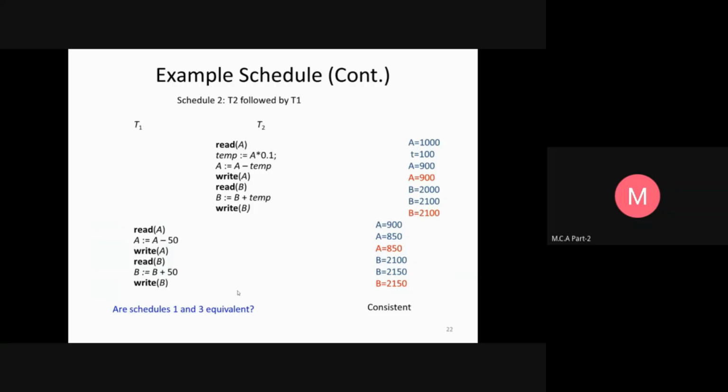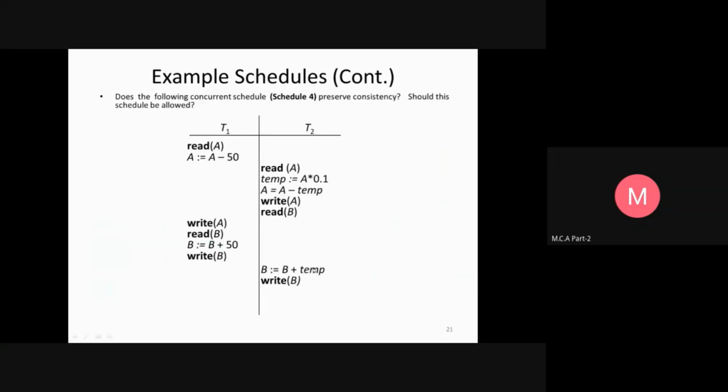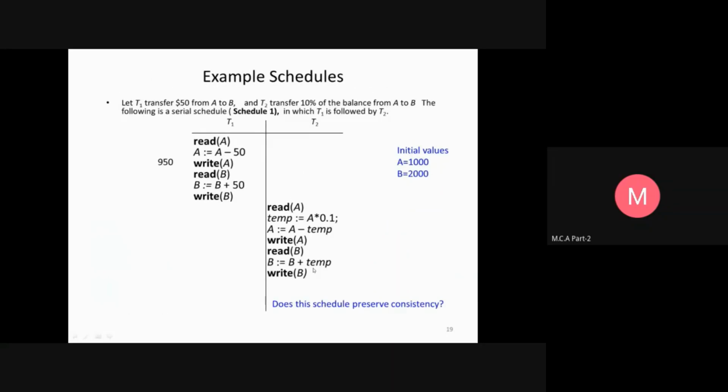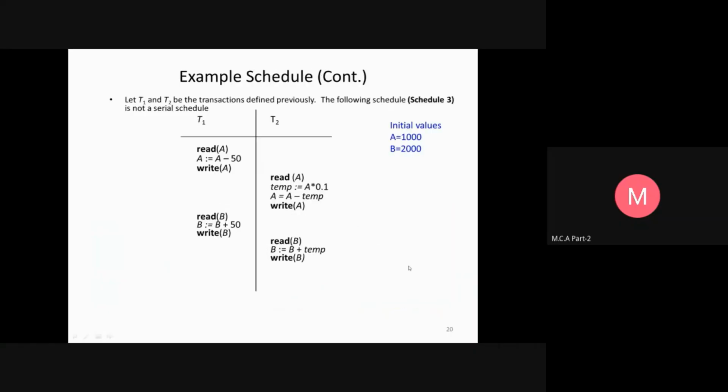So let's answer this question. Are schedules 1 and 3 equivalent? Let's look at schedule 3, which was a previous example. This is schedule 1, which was T1 followed by T2, and this is schedule 3, which basically ended up giving us the same amounts, 855 and 2145. So to answer the question, are schedules 1 and 3 equivalent? The answer is yes. Let's go back to the next question.